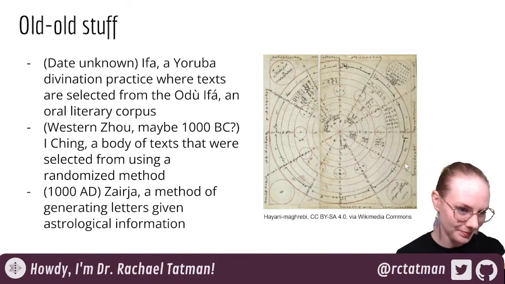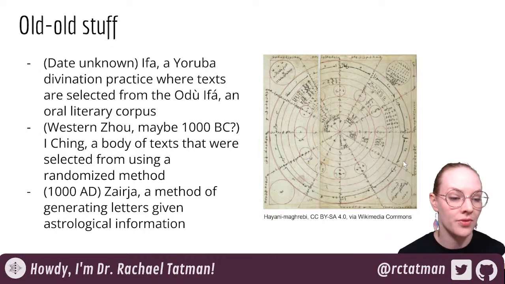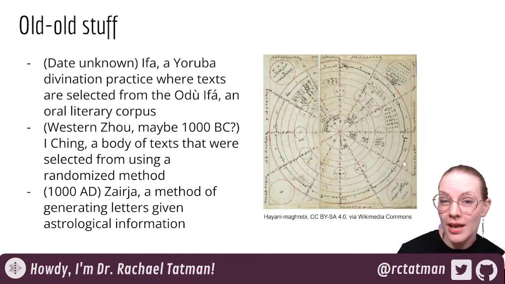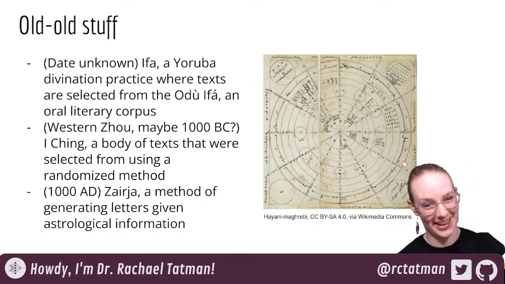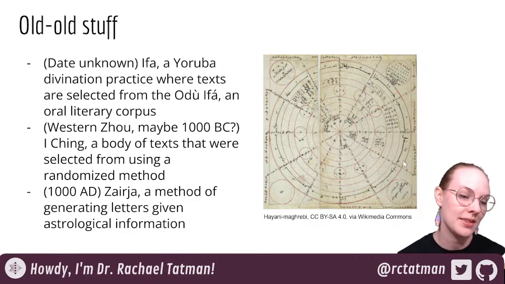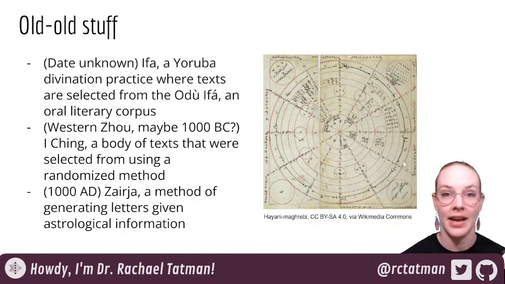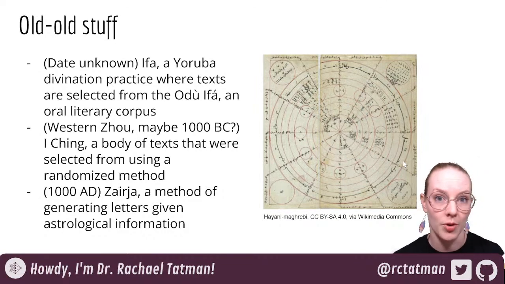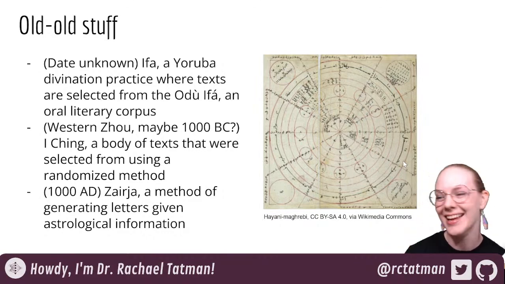And then another one from the Islamic world, Zairja. Again, I'm so sorry, I don't speak Arabic. I'm almost certainly saying that wrong. So apologies for mispronouncing anything. It was a method of generating letters giving astrological information. And I actually learned about this from Chris Kensky, a former colleague of mine, who I believe is currently at Microsoft Research. So Chris, if you're watching, hi.